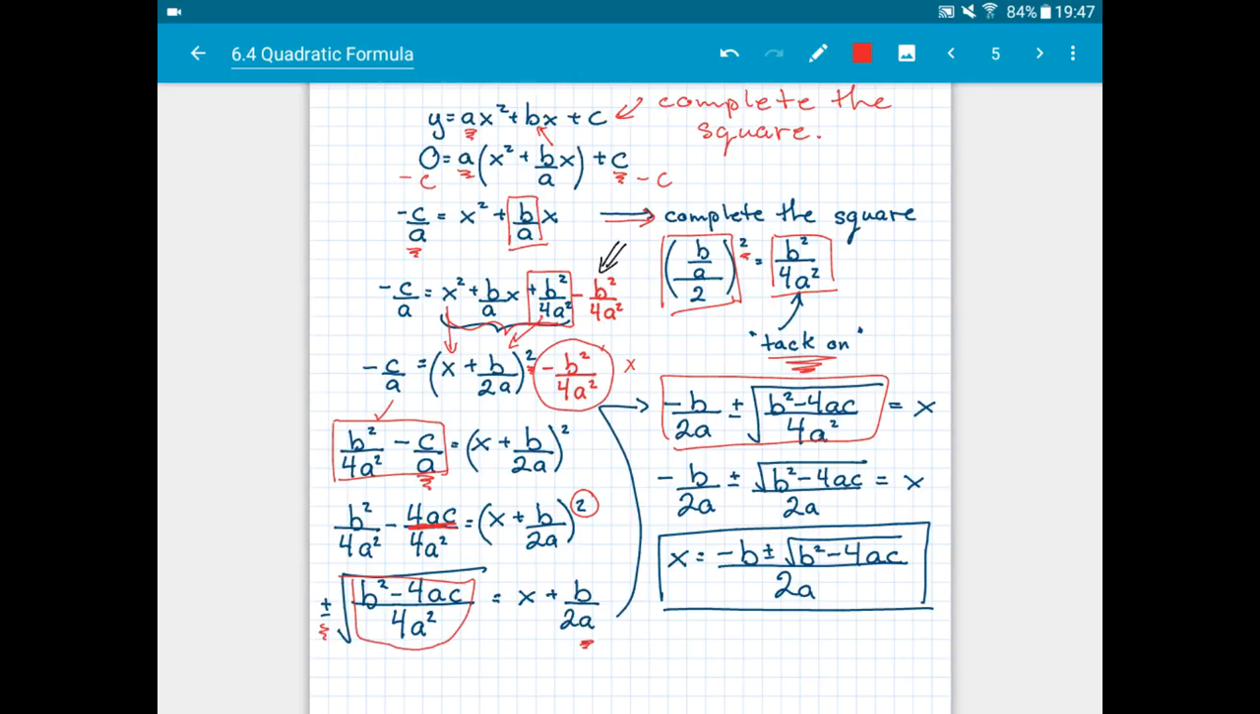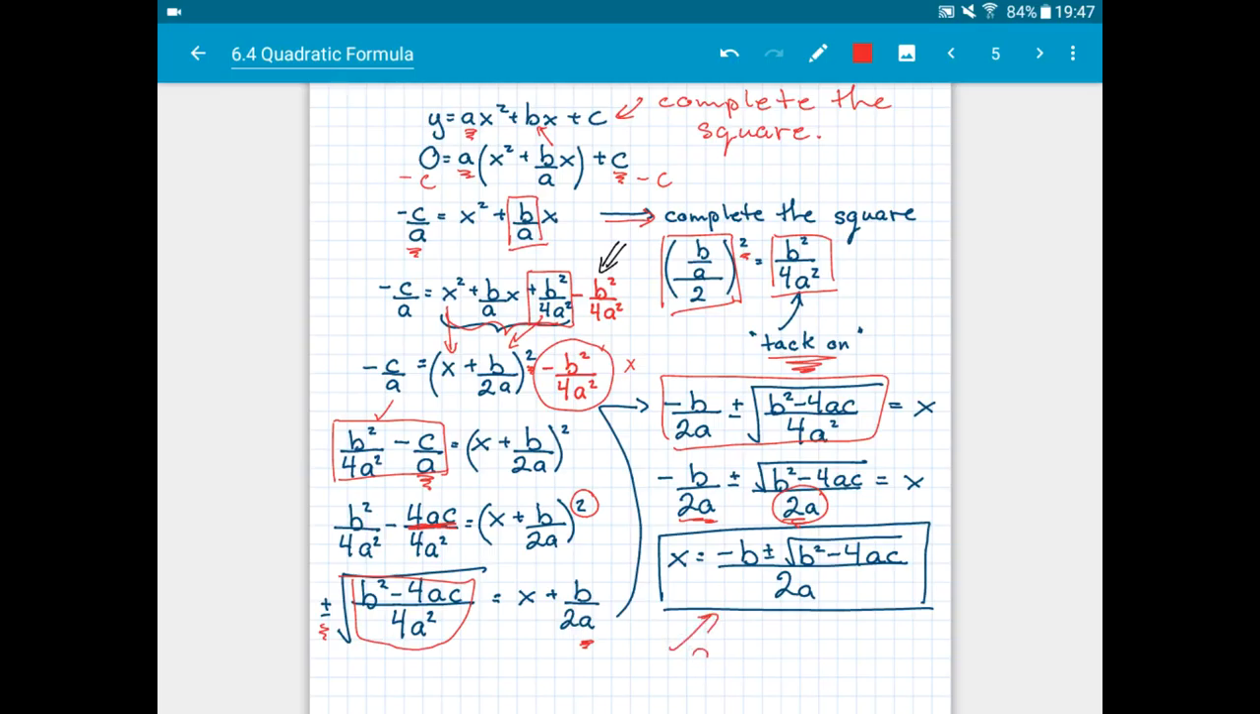Okay? Now what I'm going to do is I'm just going to take the square root of the top and the bottom here. So I take the square root of the bottom, I get 2a. And I can't really take the square root of the top. I have to leave it as an expression. Can't simplify it any further. And then I have a common denominator here and here. And so when I put them together, I get this.